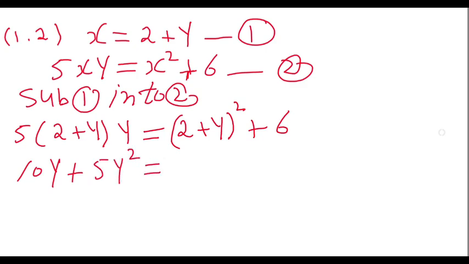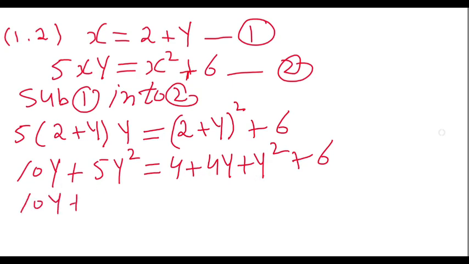Now this side I'm going to open using the perfect square formula. It's going to be 4 + 4y + y² + 6. So I'm going to simplify this side further: 10y + 5y², and this becomes y², and this becomes + 4y + 10.